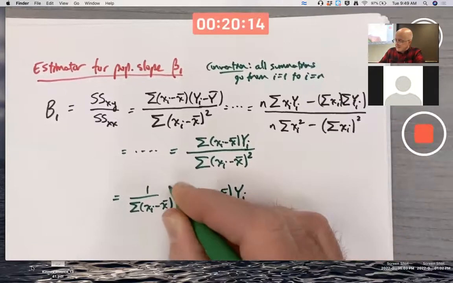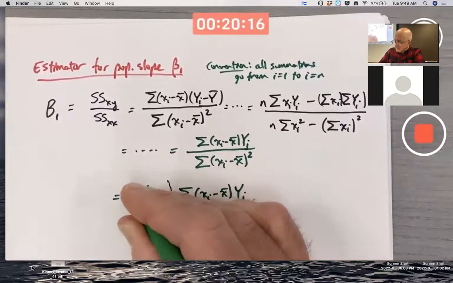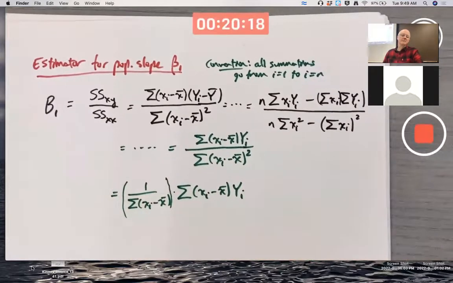Say it like this, with maybe parentheses like this for extra emphasis. That's just a number. Dividing by a number, dividing by 10, is the same as multiplying by 1/10. And being a number out in front of a summation, I can use the distributive property effectively to bring it inside the summation.